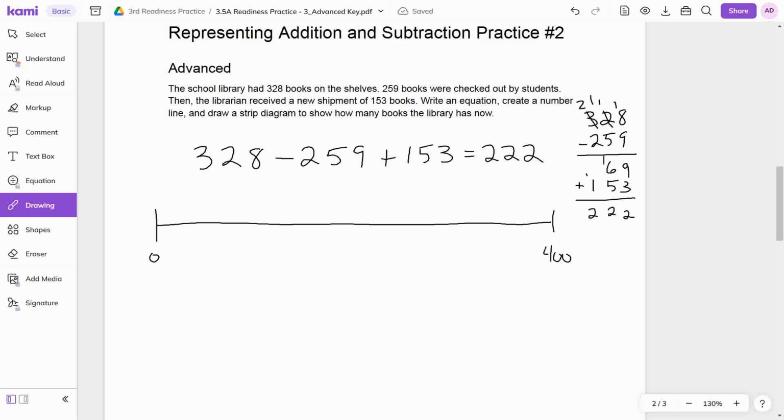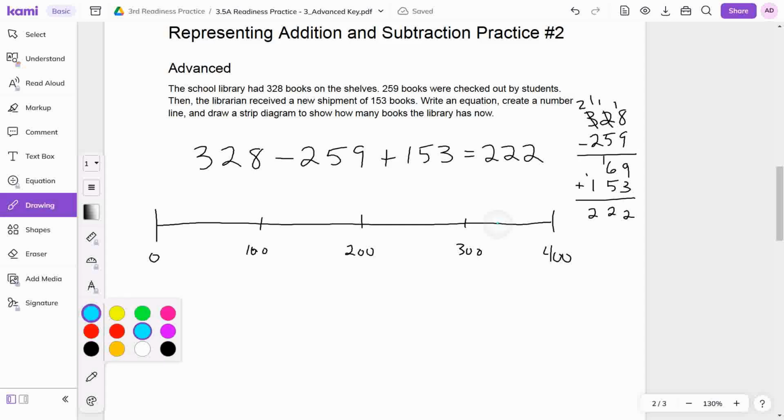So let's cut it in half, 200. And then let's cut each half in half. 100, 300. All right, so where am I starting? 328. So that's going to be maybe right around here. 328, and I'll write start.